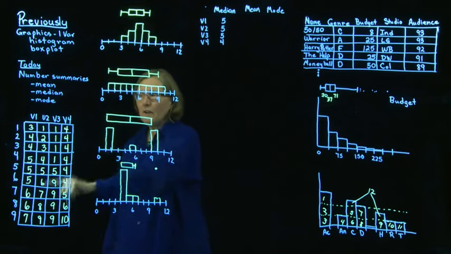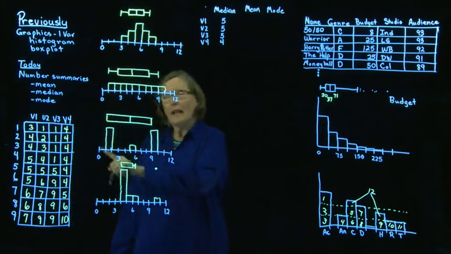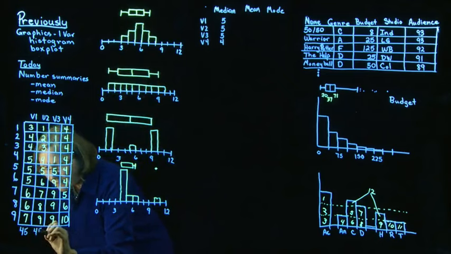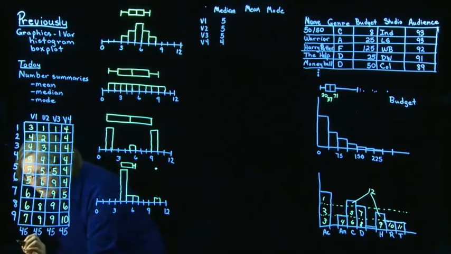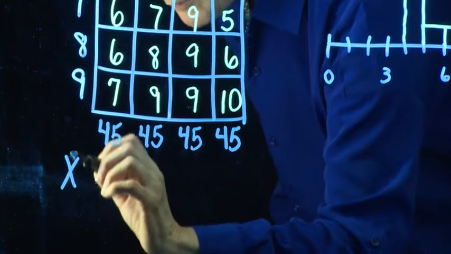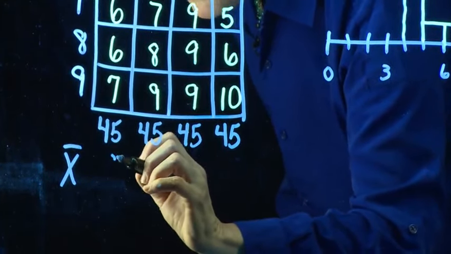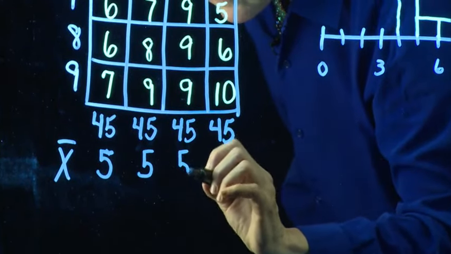To calculate the mean, we simply sum all the observations and divide by the number of observations. In each of these four variables, the sum of the observations is 45. Each of our variables has 9 observations, so the sample mean, indicated by x bar, is 45 divided by 9, or 5 in each case.